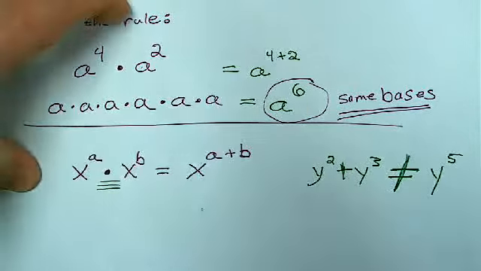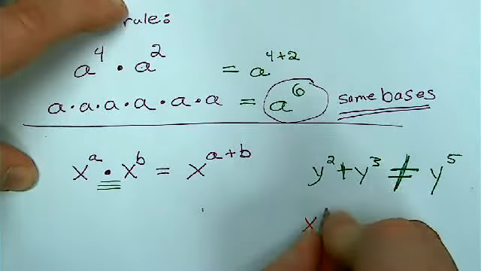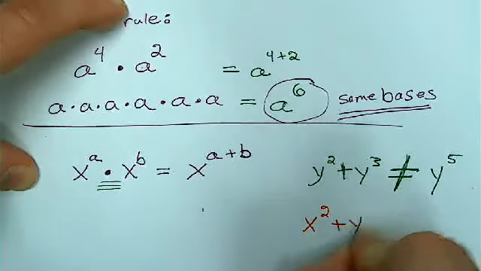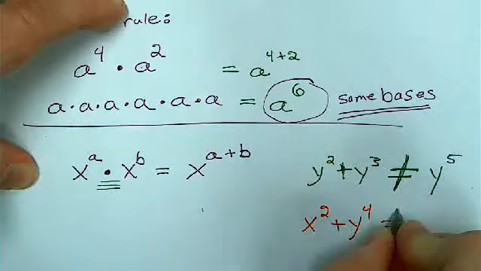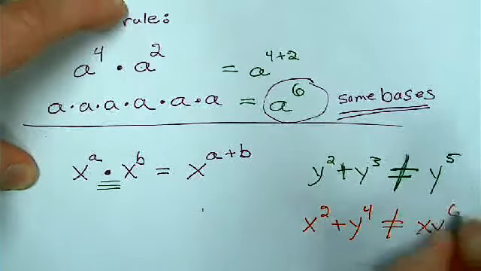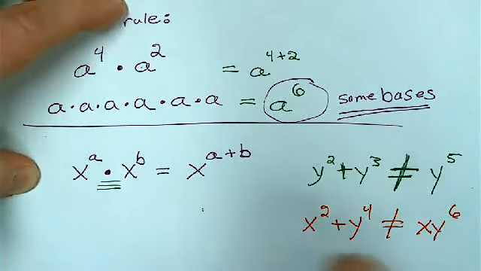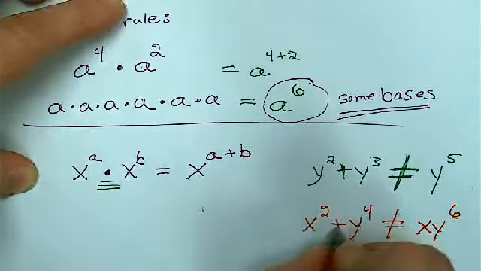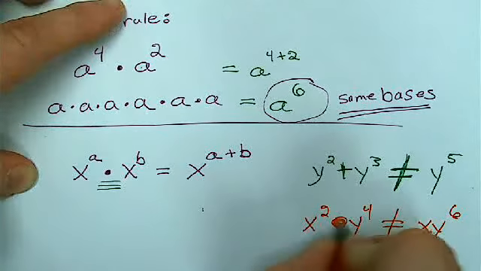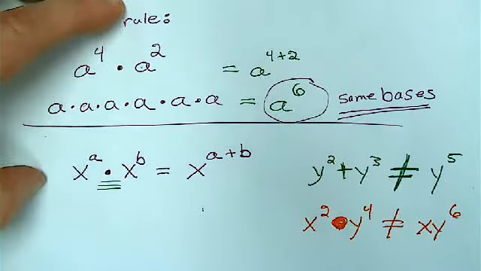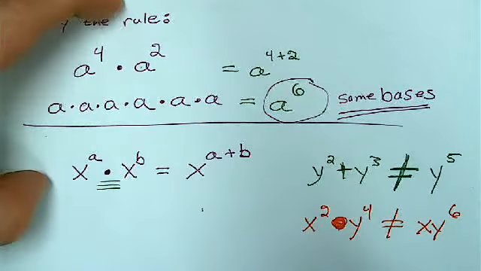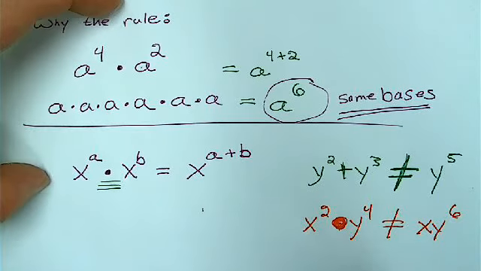It also applies to x squared plus y to the 4th is not xy to the 6th. The bases have to be the same. Or I'm sorry, let's make that times. If the bases are not the same, doesn't work. That's not really important right now.